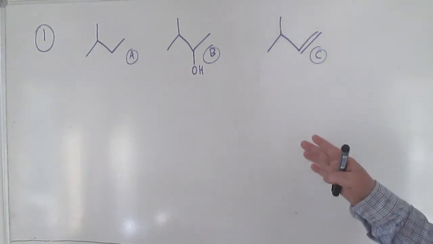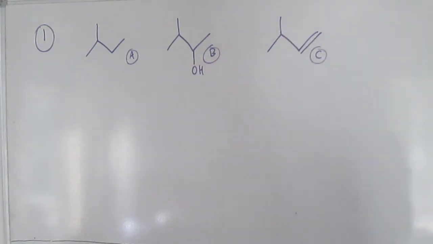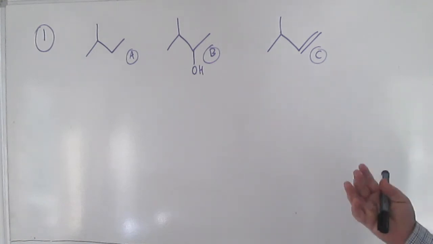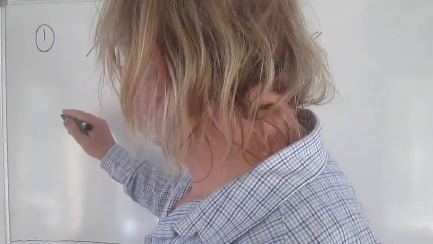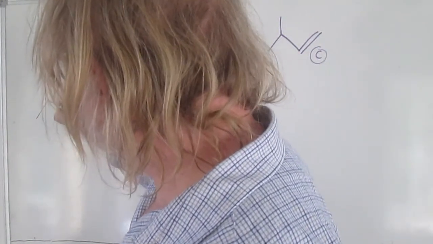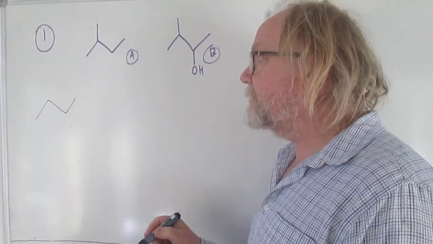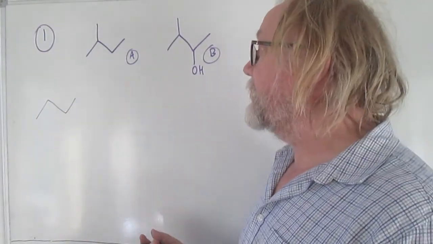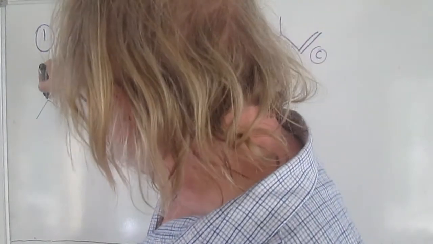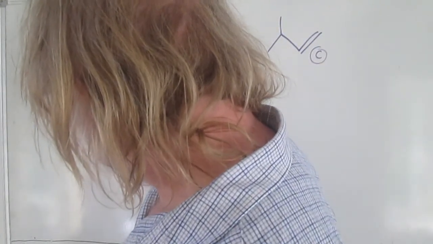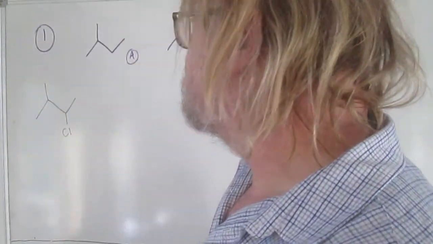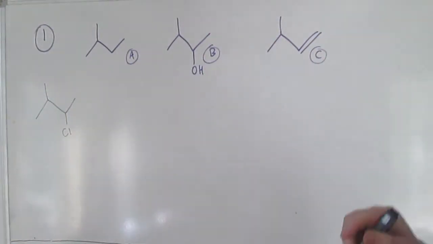Question 1 asks you to start with each of these 3 compounds and explain how you could turn it into 2-chloro-3-methyl-butane. So let's make sure we've got the right compound first of all. Butane means a chain of 4 carbons, saturated, that's what the ane means, and 2-chloro we can put there, and 3-methyl would therefore be there.